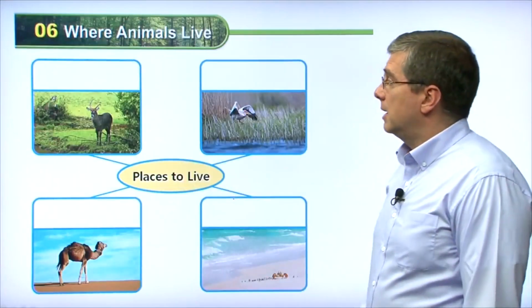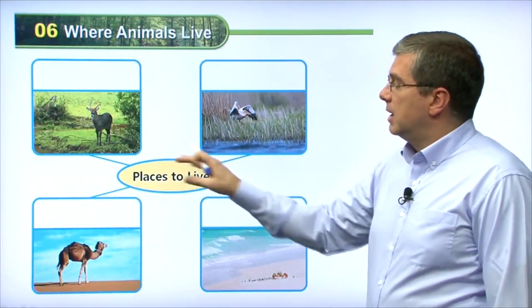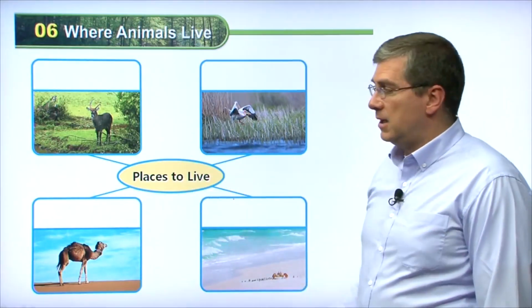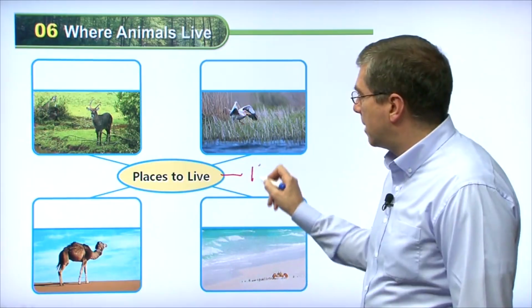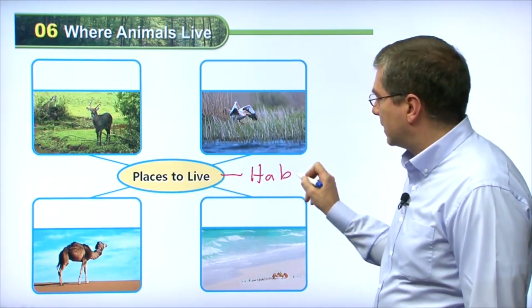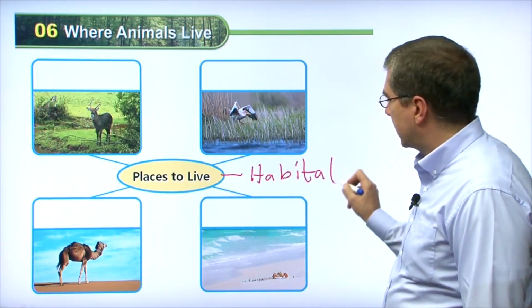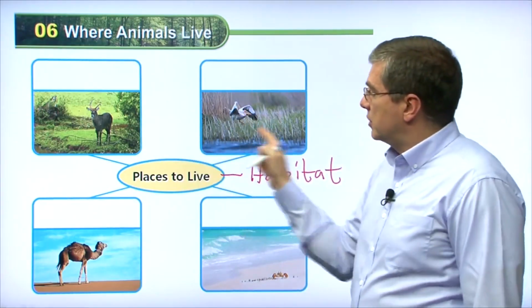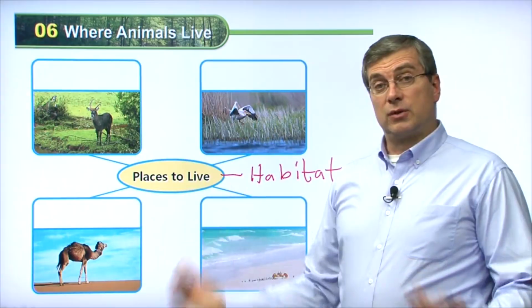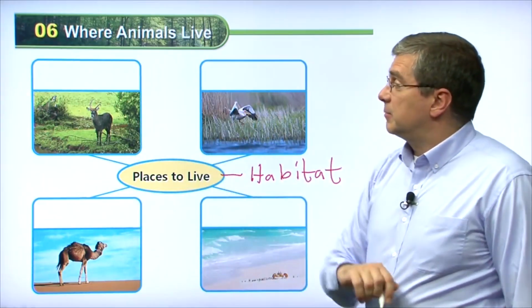Let's review very quickly. We have a lot of different pictures here. These pictures are all places to live. What do we call places to live? Do you remember? We call it a habitat. A habitat. So places to live, habitat. We have different pictures of different habitats. Let's review. What are they? We've seen these pictures before.